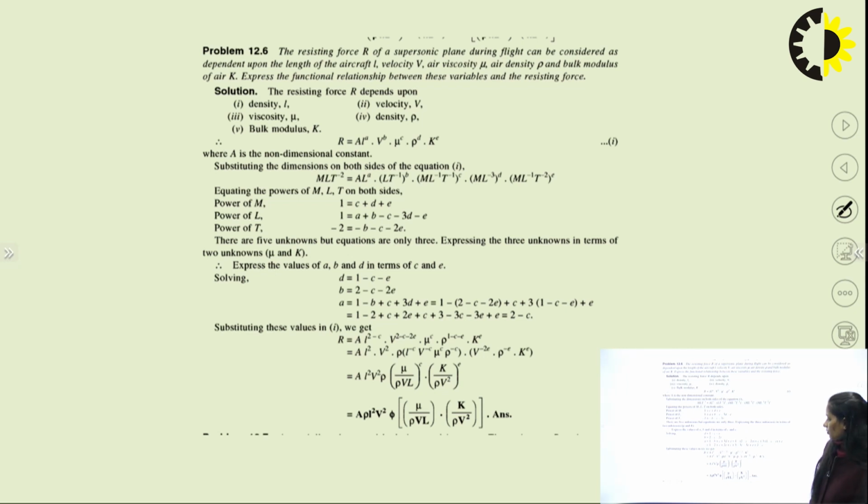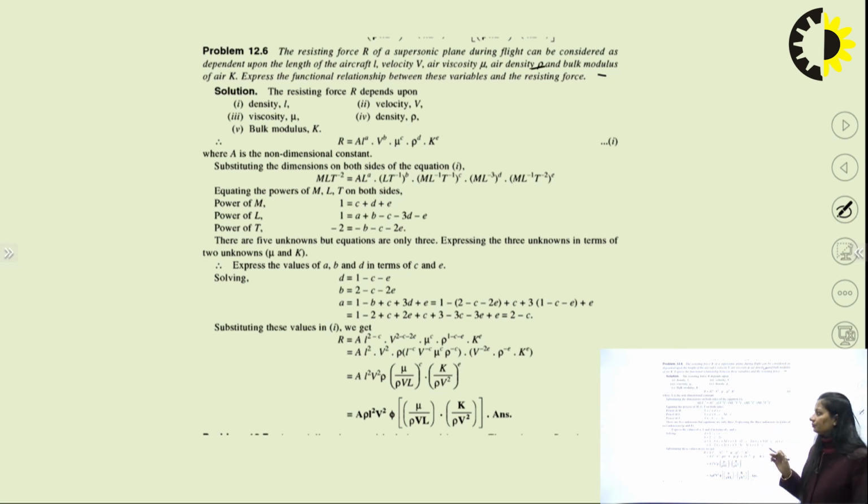There is another question which involves a lot of variables, but okay, we can try solving it by Rayleigh's method. Here you can see that the resisting force R of a supersonic plane during flight can be considered as dependent upon the length of the aircraft L, velocity V, and air viscosity mu, air density, bulk modulus, and express what the question is asking. Express the functional relationship between these variables and the resisting force.